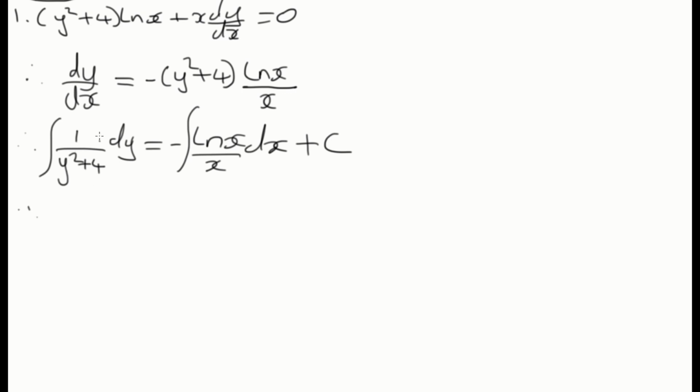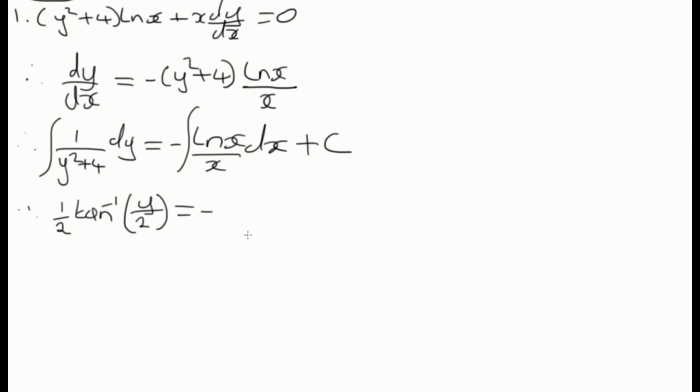What we see here, you can use a formula sheet. The formula sheet will tell you this is 1 over a, and our a is 2 here. So it's a tan inverse y over 2, because it's u over a, or f of x over a, according to the formula. So the side of the variable here is y, and this term with the constant, this is a 2 squared, so 2 raised to power 2.